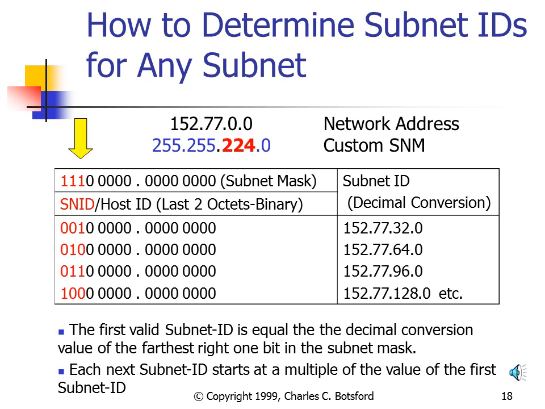Now remember from binary math that for the farthest left bit, the decimal conversion factor is 128, the next bit it's 64, the next bit it's 32. So our first subnet ID would be 32, or in this case 152.77.32.0. Then every subnet ID starts at a value or a multiple equal to the first subnet ID. So in our situation, the first subnet ID started at 32. Each subnet ID after that will start as a multiple of 32. So the next one is 64, next one is 32 added to that, 96, and on and on.